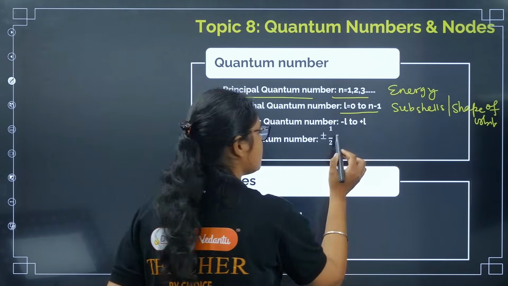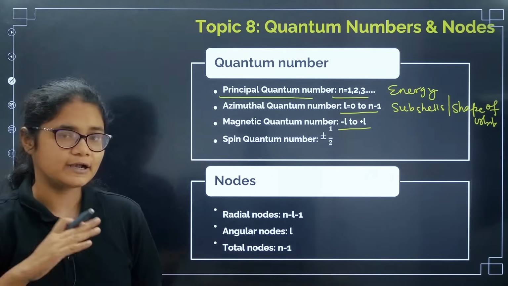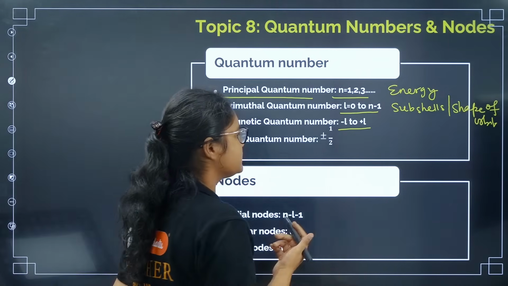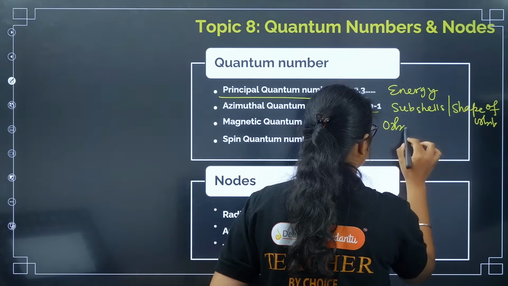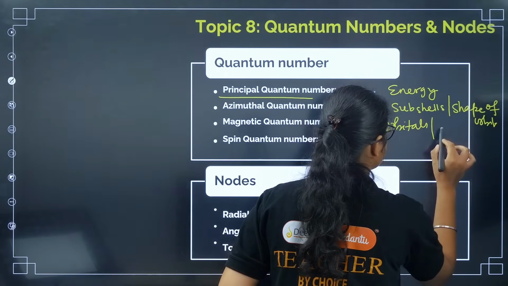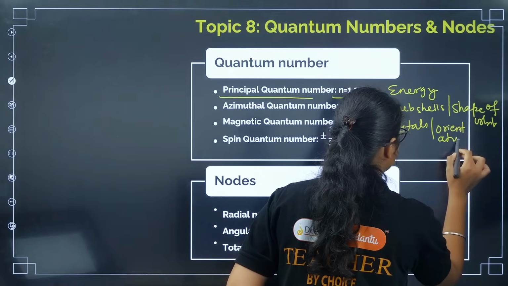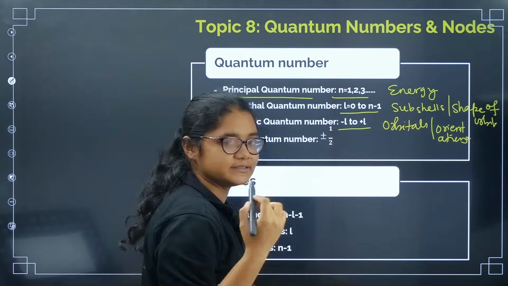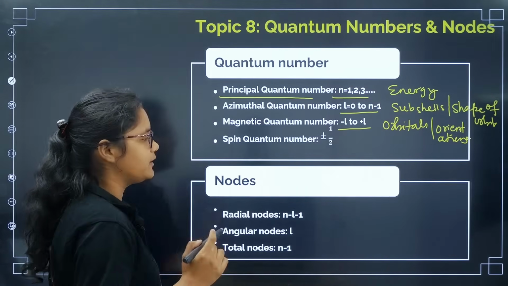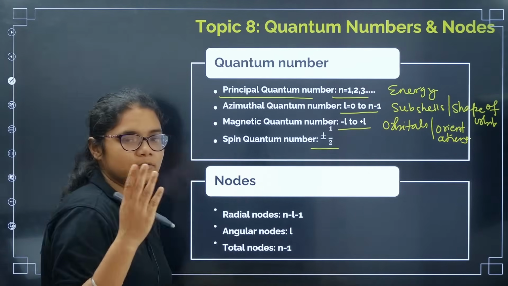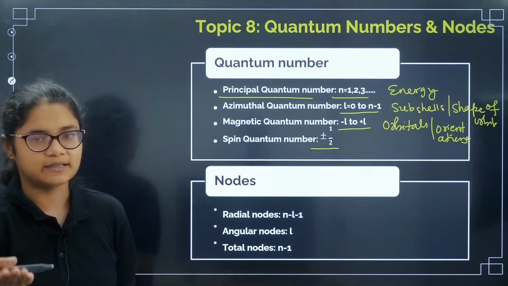Next one is your magnetic quantum number. Its value lies from minus l to plus l. What information does this tell us? This information tells about the orbitals, or we can say their spatial orientation, in which direction, x direction, y direction, z direction, which direction the orbital lies. Then spin quantum number tells about the spin of the electron. Its value is plus and minus half.